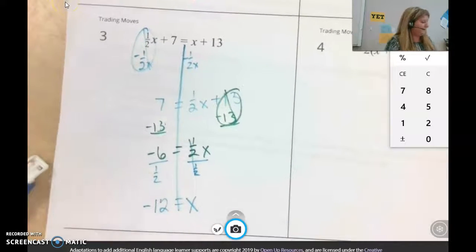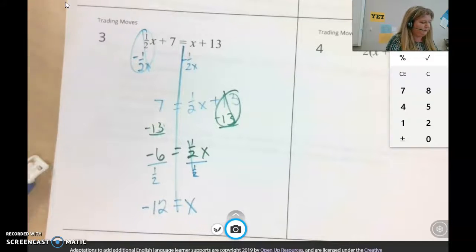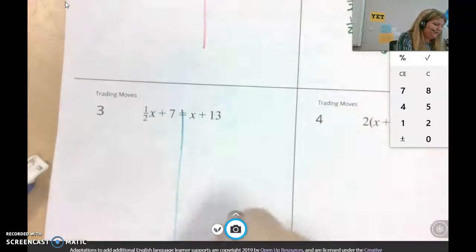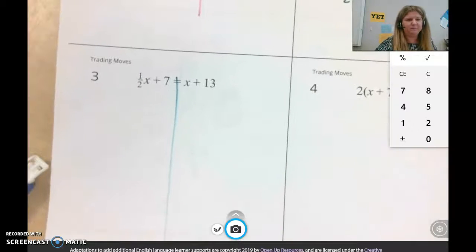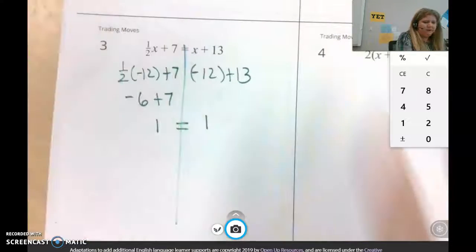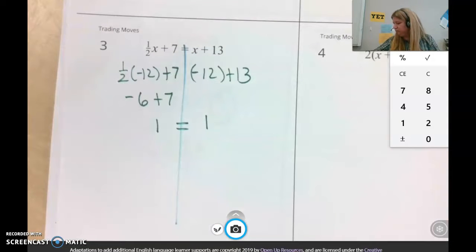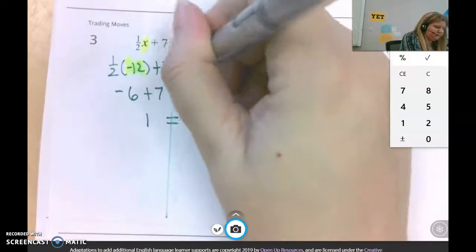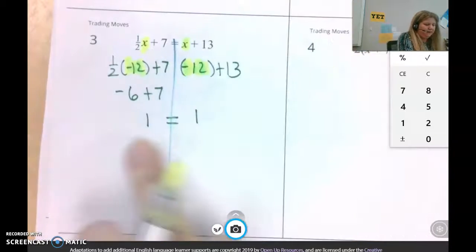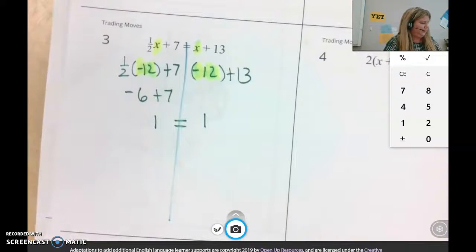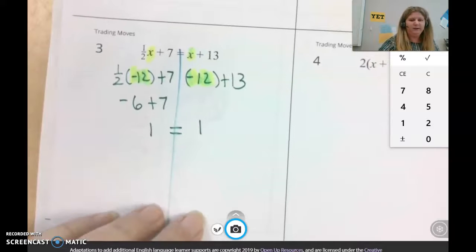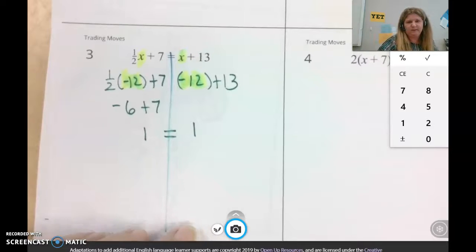And then I will substitute my negative 12 in place of the variable for each of the expressions and see if I get the same result. You can see that for the x values, I've substituted my solution in, and then numerically that worked out to give me the same result, which proves that my answer is a solution to this equation.